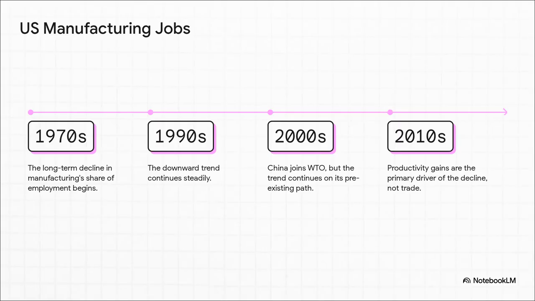And in fact, if you just zoom out and look at the big picture, the share of jobs in manufacturing has been steadily declining for over half a century. The main driver here isn't actually trade, it's massive, massive gains in productivity. We're simply making far more stuff with far fewer people, thanks to technology and automation. That long-term trend was in place well before the trade debates that dominate today's headlines.